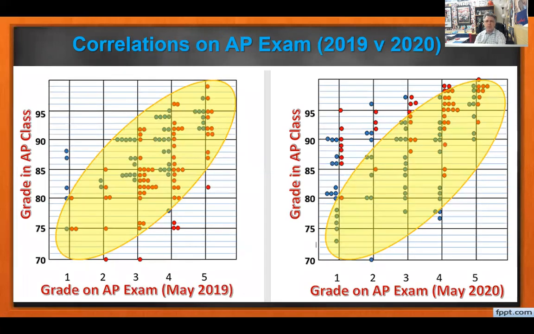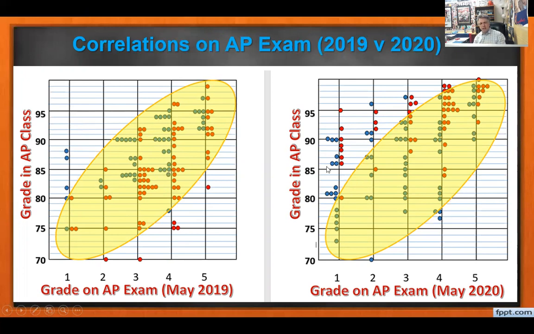Here's another example. You take a look at the test from 2019. There was a pretty strong positive correlation that went straight up, where you see this core in the middle and going on up. The better you did in class was a good predictor of how you were going to do on the AP exam overall. Again, the kids in the blue were fall, the kids in the red were spring, etc.